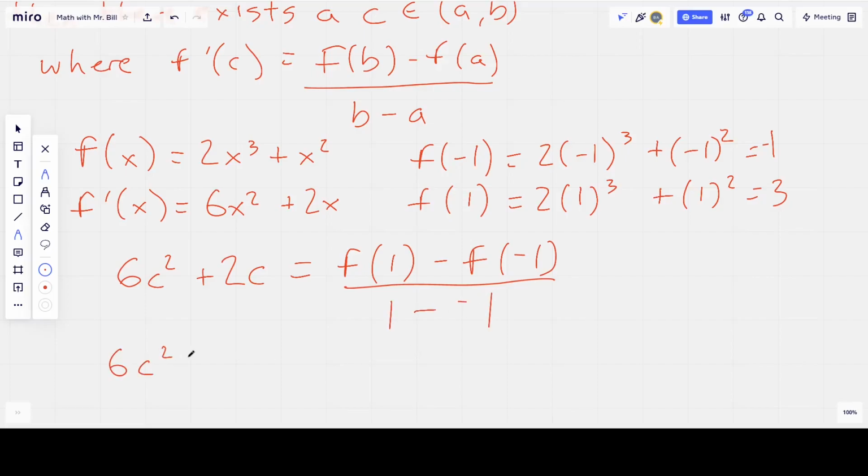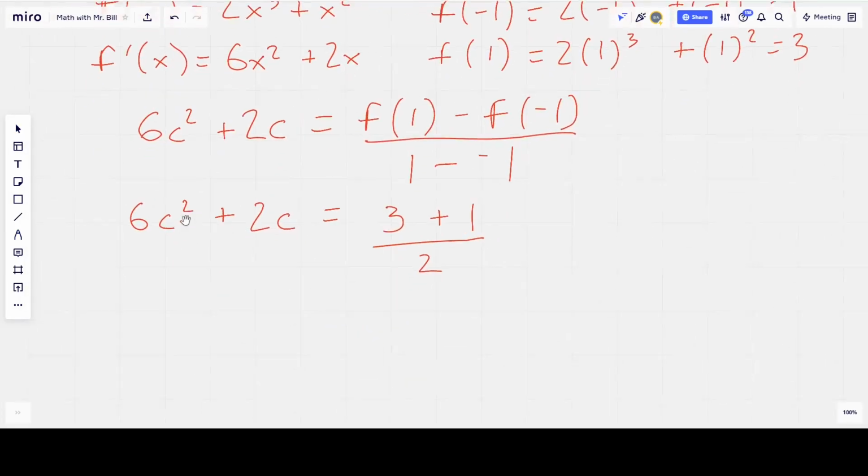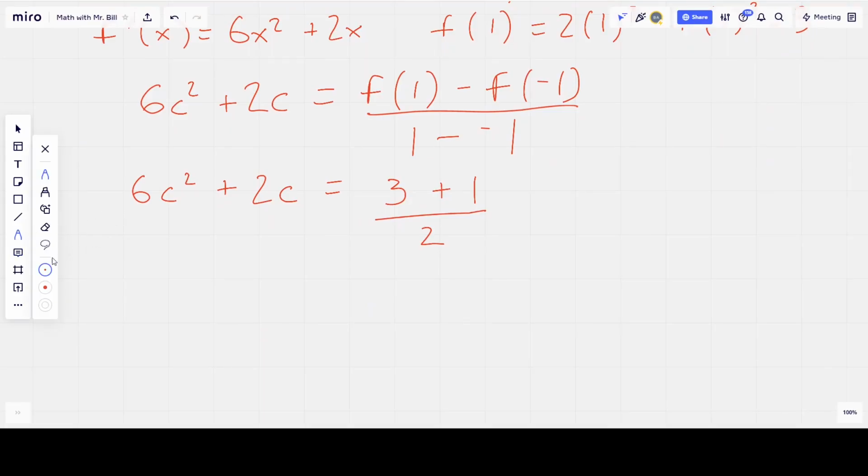So let's clean this up. So 6c squared plus 2c is equal to f of 1, which is 3, minus -1 all over 1 minus -1, which is 2. So on that right-hand side there, we get 4 over 2, which is 2. So we get 6c squared plus 2c equals 2.